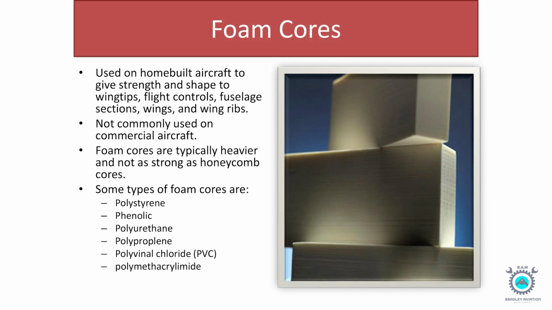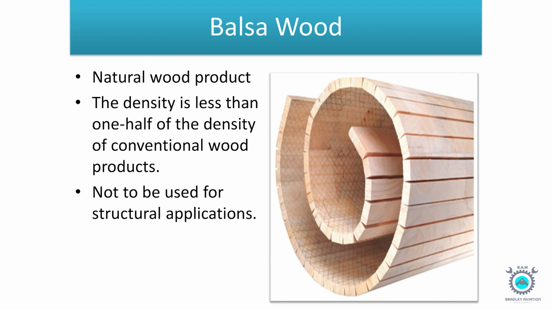Foam cores, used on home-built aircraft to give strength and shape to wingtips, flight controls, fuselage sections, wings, and wing ribs. Not commonly used on commercial aircraft. Foam cores are typically heavier and not as strong as honeycomb cores. Some types of foam cores are polystyrene, phenolic, polyurethane, polypropylene, polyvinyl chloride. Balsa wood, a natural wood product. The density is less than 1/2 of the density of conventional wood products, not to be used for structural application.